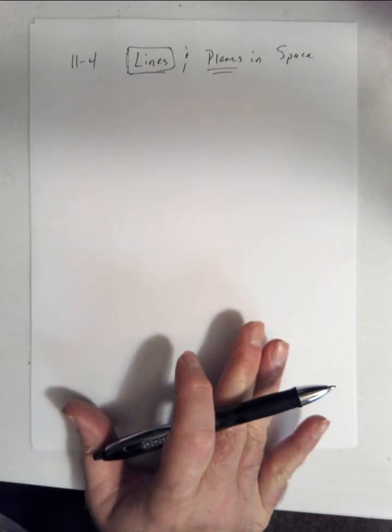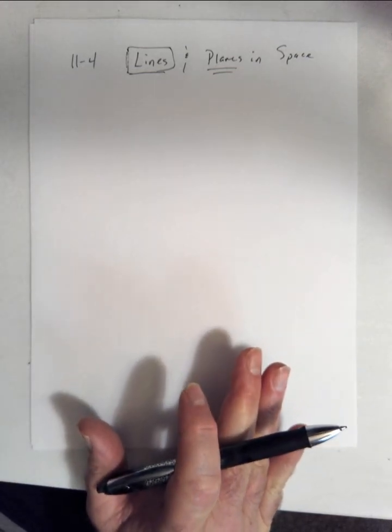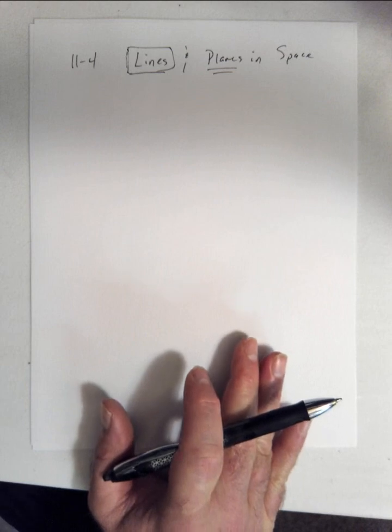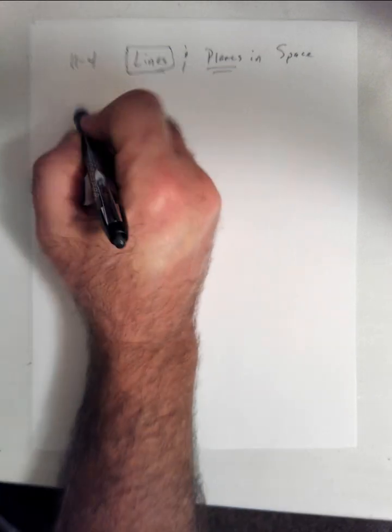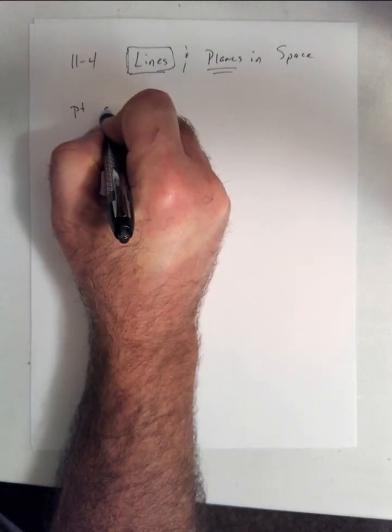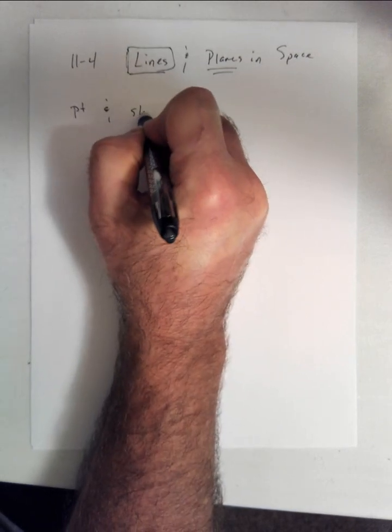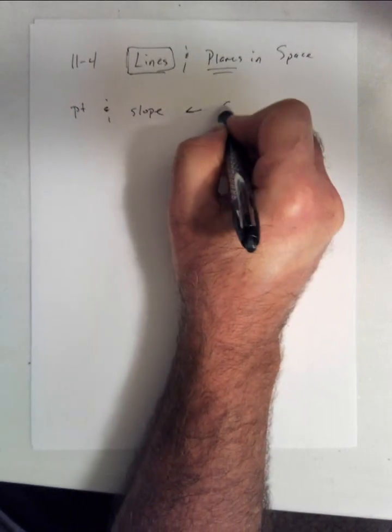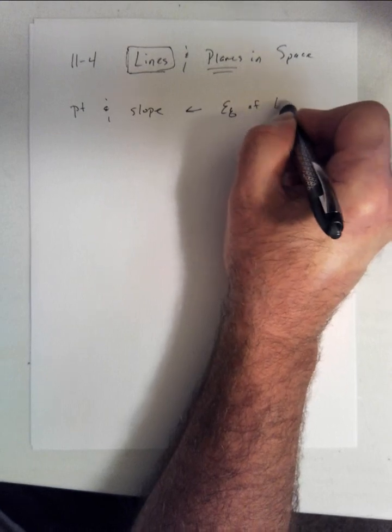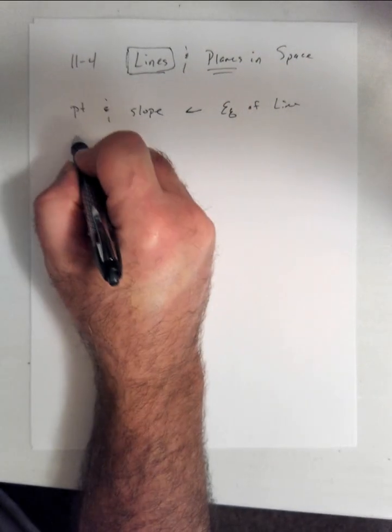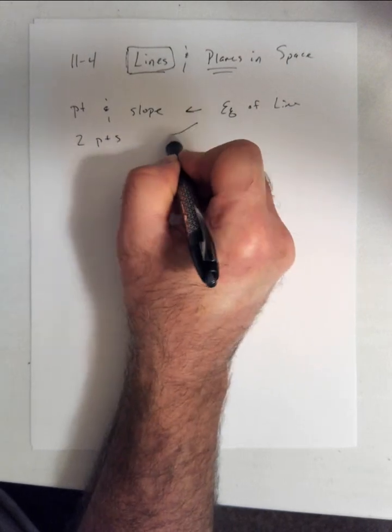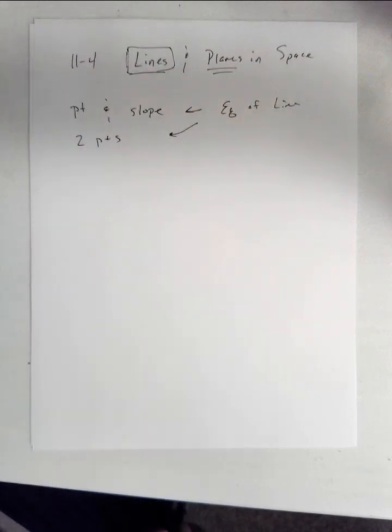All right, lines. To have an equation of a line, what do you need? You need a point and a slope. Right? You need a point, you need a slope, or two points. That's what you got to have.